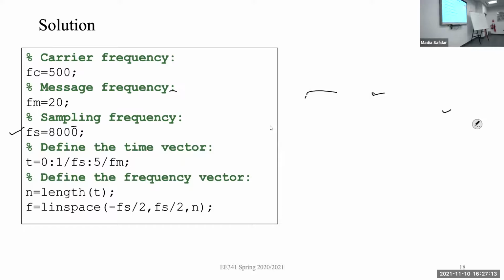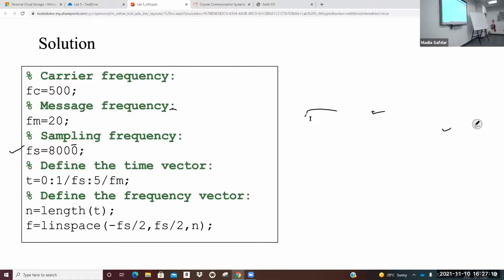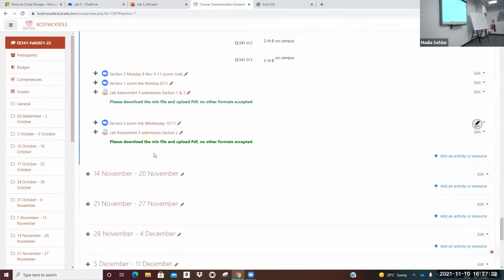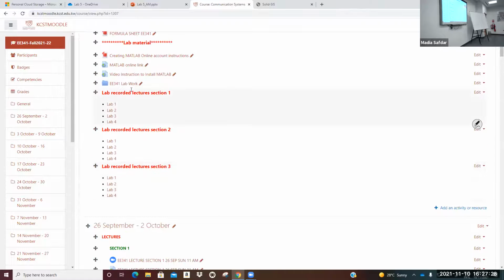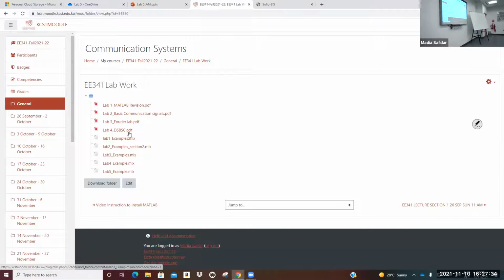Did you download? Yeah, lab number 5. No, it's not there, it is on the Moodle. Example or lab? Example is there. Lab is not there. PDF file, no, PDF is not there. I will put it. So this is lab 5.